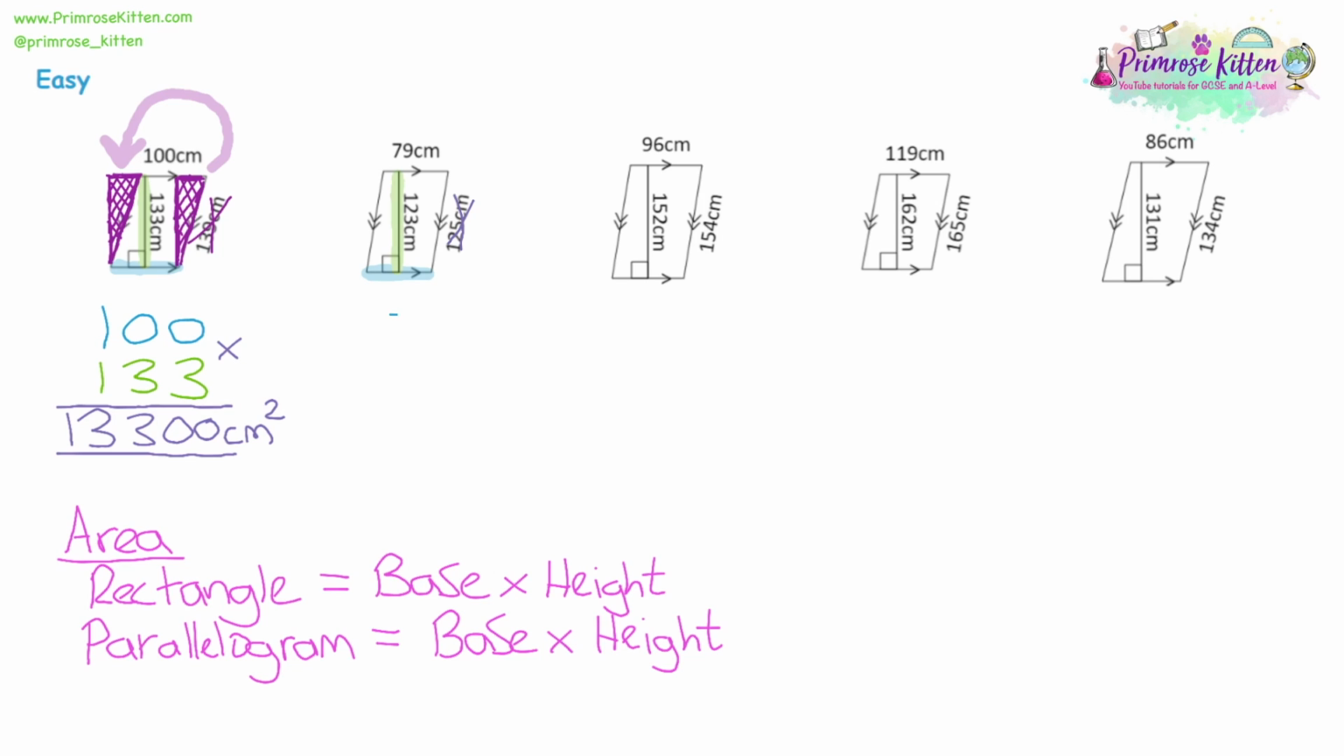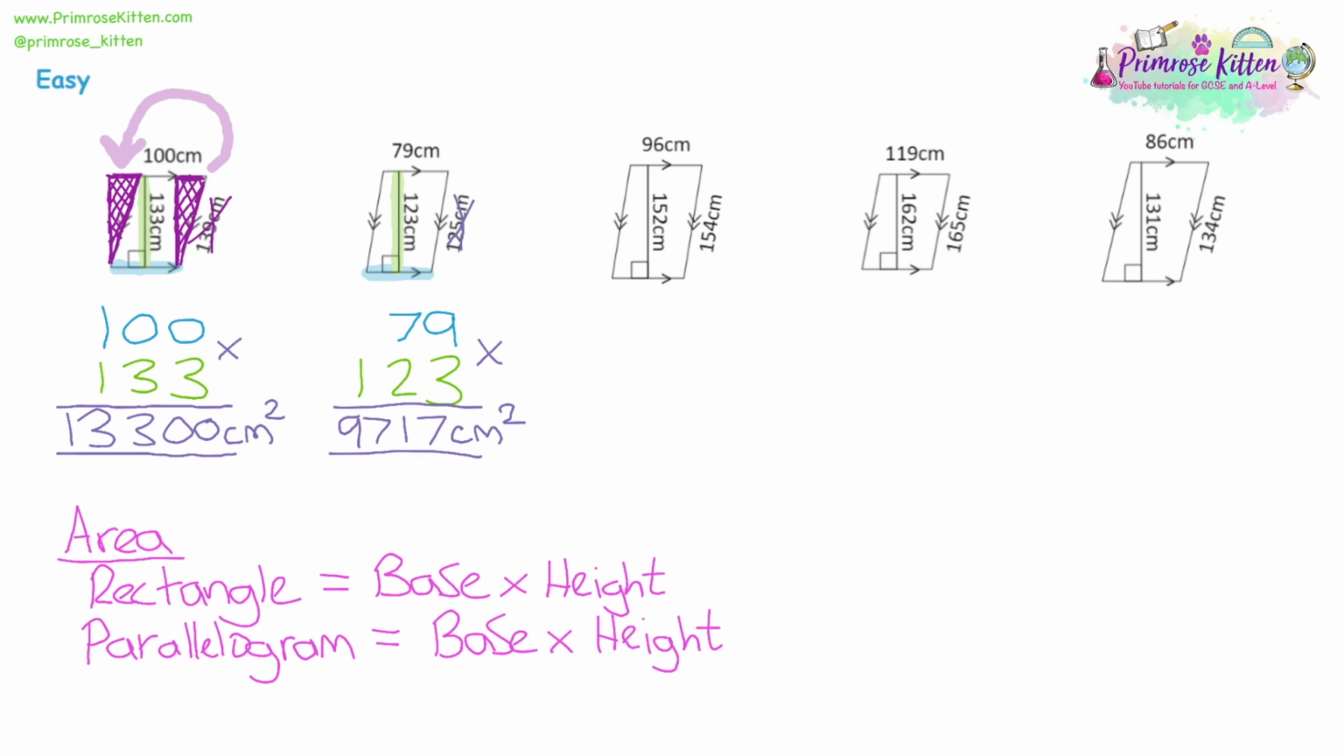That means we're doing 79 multiplied by 123. I'm going to be using a calculator for these questions. If it was a non-calculator question, you'll typically get easier numbers that you could do with a simpler method. So 79 times 123 is 9,717, and looking at the units, it would be centimetres squared.